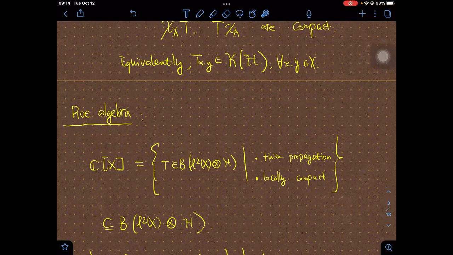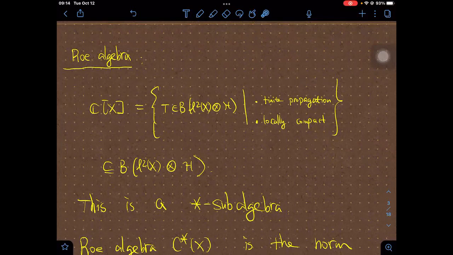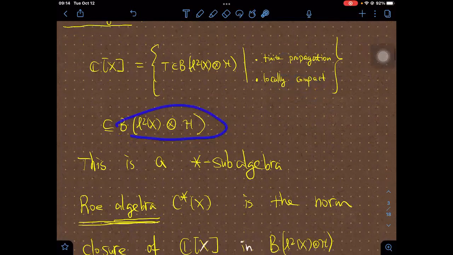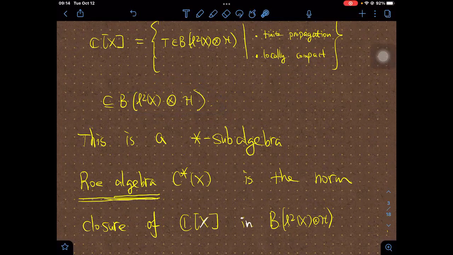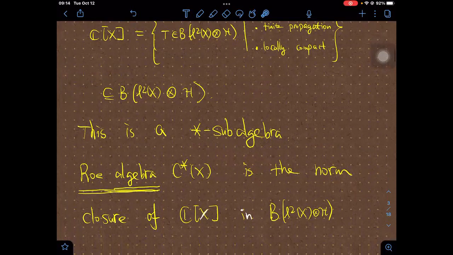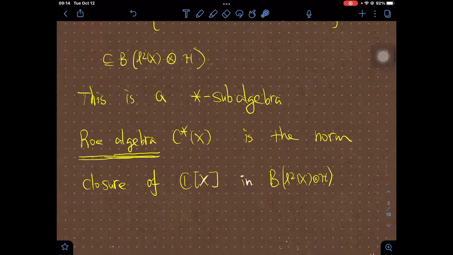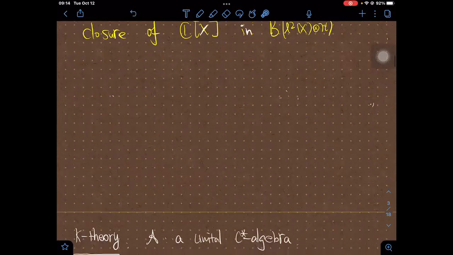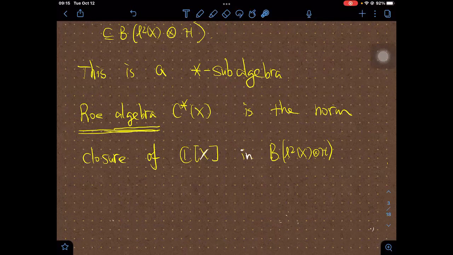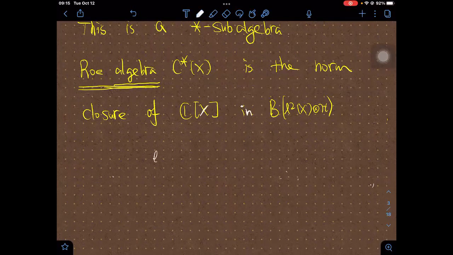So now we define the Roe algebra. Firstly, we consider a star algebra: all the bounded operators on the tensor product Hilbert space with finite propagation and locally compact. This is a star subalgebra. If you take the completion under the operator norm, you will get the Roe algebra. The Roe algebra is very important in the application of coarse geometry to questions of topology and geometry. I will show that later. This Roe algebra is very complicated. Firstly, it's non-unital, and secondly, it contains a copy of l-infinity of X with K.